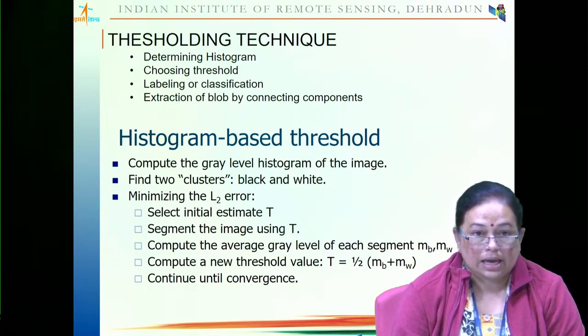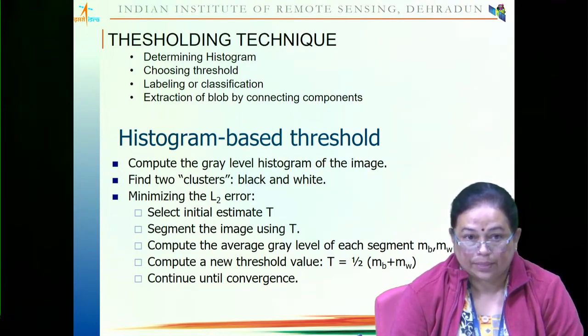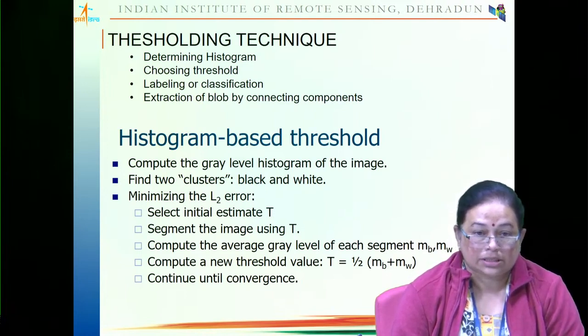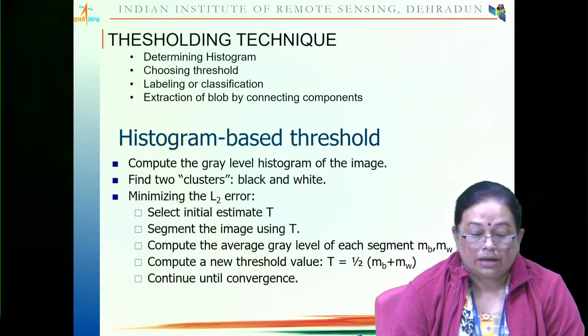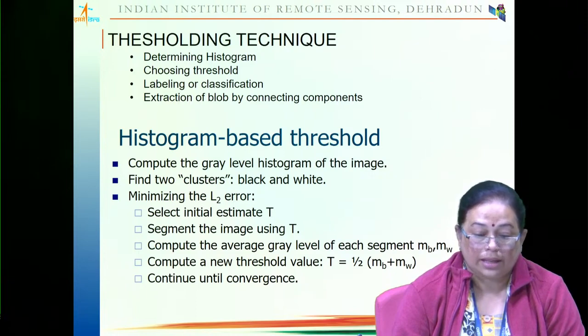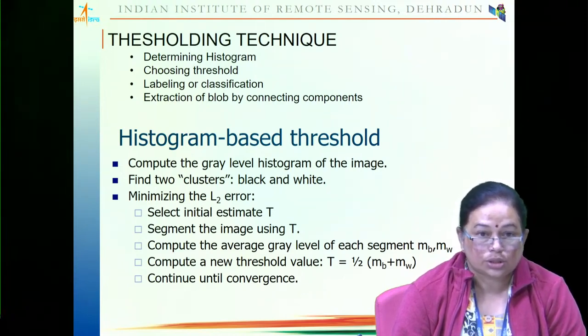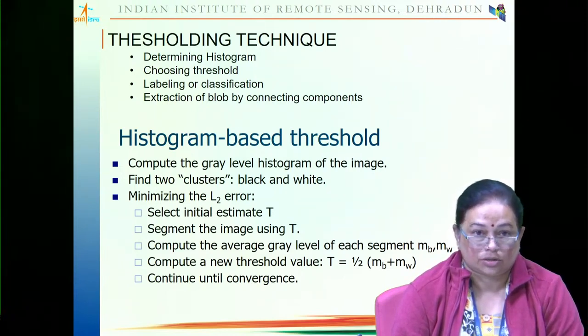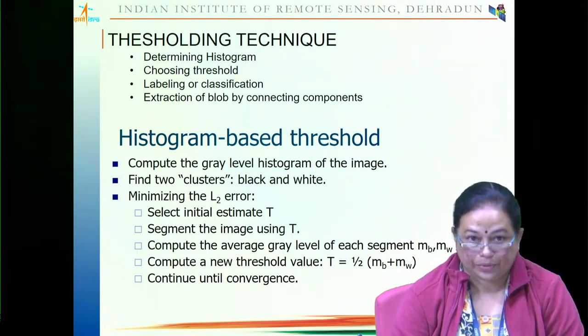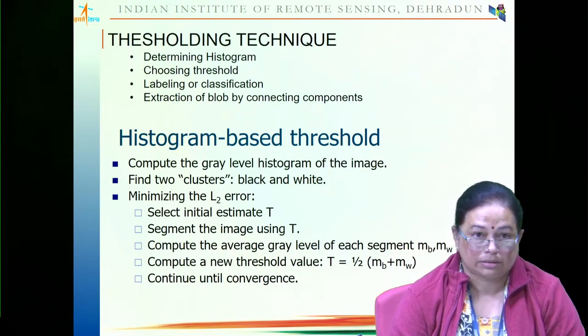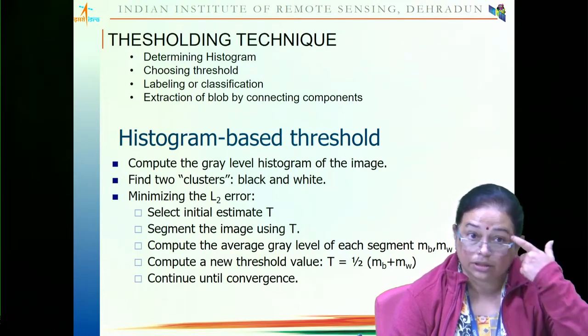One selects the initial estimate, and segmentation starts by using the initial estimate. The average gray level of each segment is computed, and then a new threshold value is computed based on this. This continues until there is convergence, or the entire region has been grouped into similar classes based on the threshold.